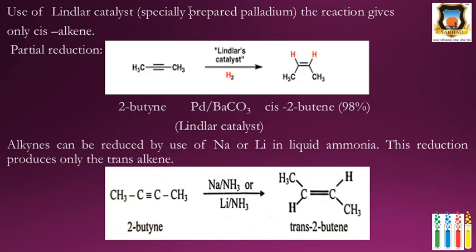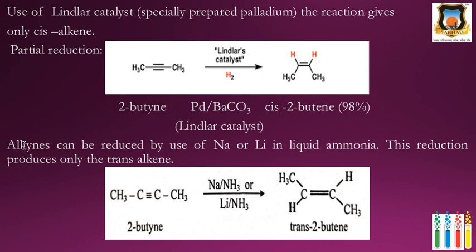Then next is the use of Lindlar catalyst, which is specially prepared palladium. The reaction gives only cis alkene. Lindlar catalyst is palladium on barium carbonate, in the presence of hydrogen, and it is a partial reduction, that is the triple bond is reduced to a double bond, but in cis fashion, that is two hydrogens are on the same side of the double bond. It is cis-2-butene, 98% product is formed.